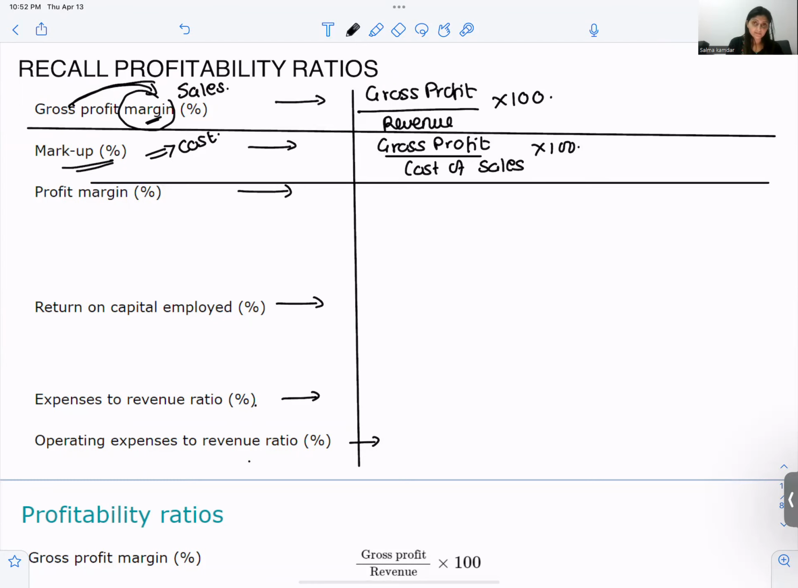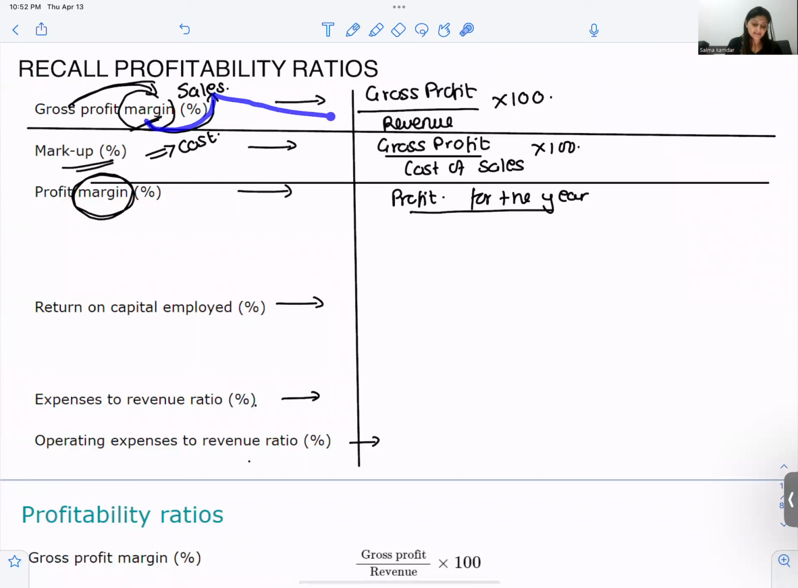Can you give me the formula for profit margin? Profit divided by cost of sales into 100. Is profit a percentage of sales? Profit for the year divided by cost of sales into 100. It's margin, so we'll take sales, right? So why are you taking cost of sales? Because you said margin is on sales. Yeah, I know.